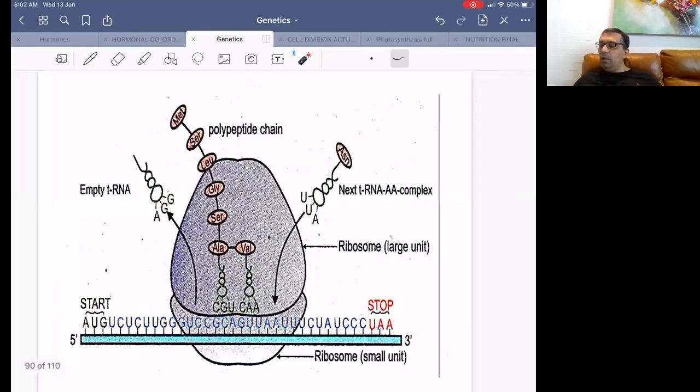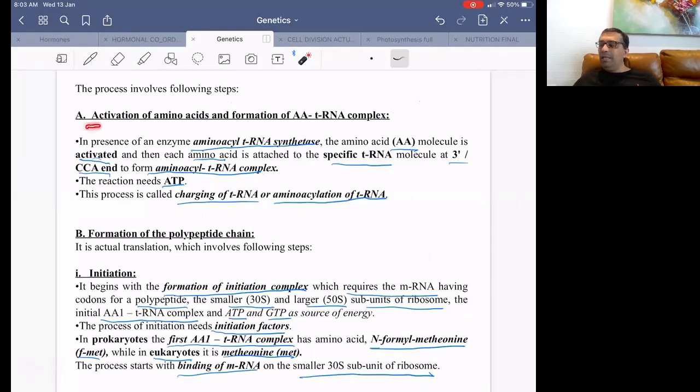What do you mean by that, sir? Sir, first of all, what will happen? There is activation of amino acids and formation of an amino acid tRNA complex. In the presence of an enzyme, amino acid tRNA synthetase, the amino acid is activated and each amino acid is attached to a specific tRNA at the C3 end to form an amino acid tRNA complex, which needs ATP, and that is called charging of tRNA or aminoacylation of the tRNA.